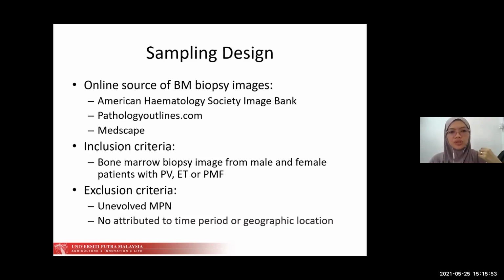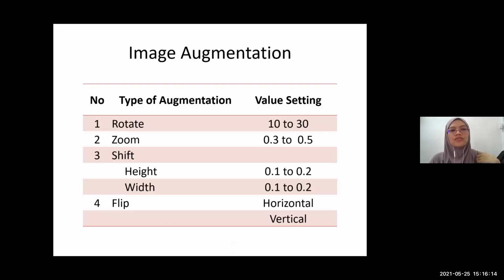Okay, for the inclusion criteria, the bone marrow biopsy images are from male and female patients. For the exclusion criteria, it must not be evolved or unevolved MPN, and it has no attribute to time period or geographic location.